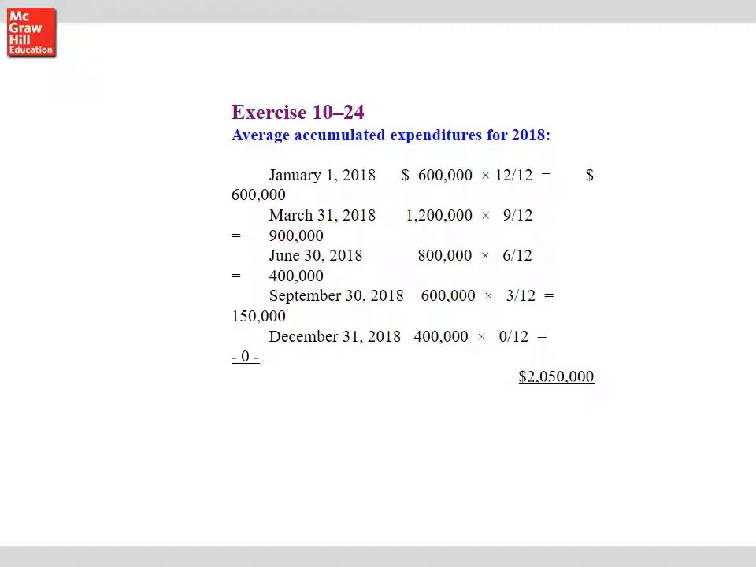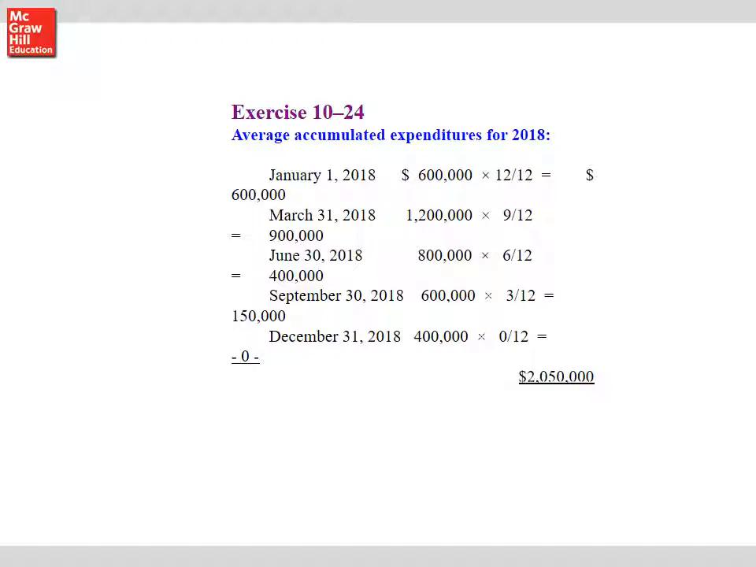In addition, they had other loans outstanding during 2018. They had a $5 million bond that pays 12% interest and an 8% $3 million long-term note. Then they give us the construction expenditures. Again, our first step is figure out how much of these expenditures should be used to calculate interest.